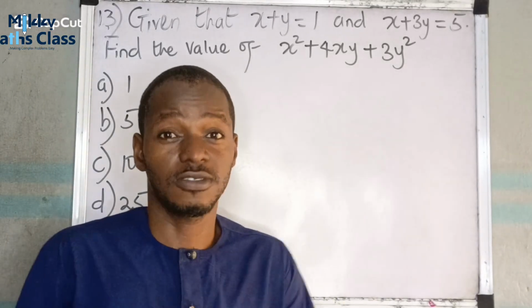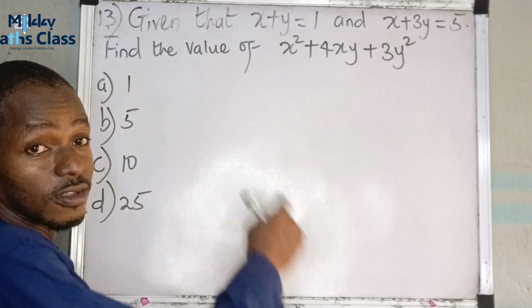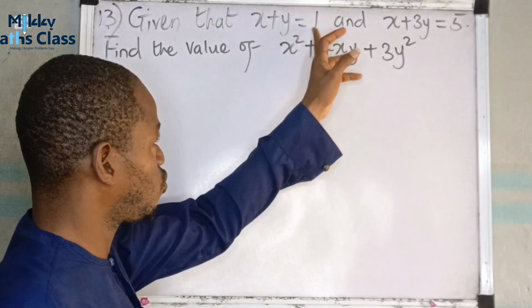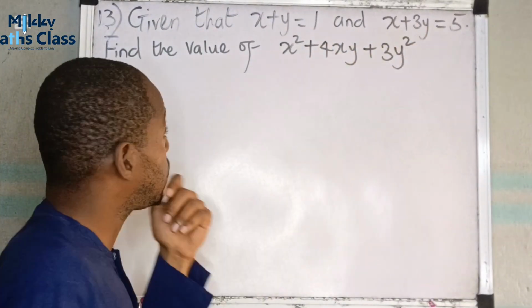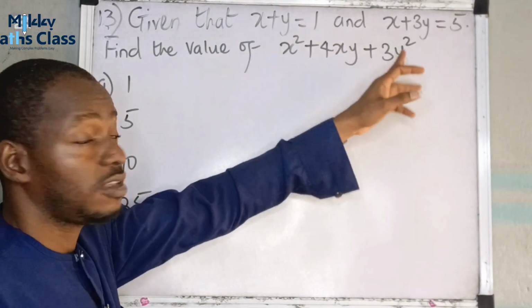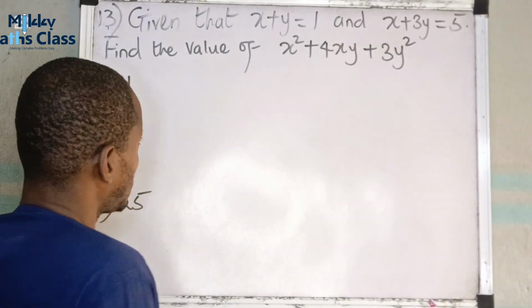All right, let's look at question 13. It says, given that x plus y equals 1 and x plus 3y equals 5, find the value of x squared plus 4xy plus 3y squared. All right, this is a simultaneous equation.